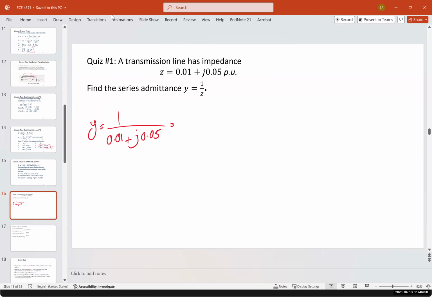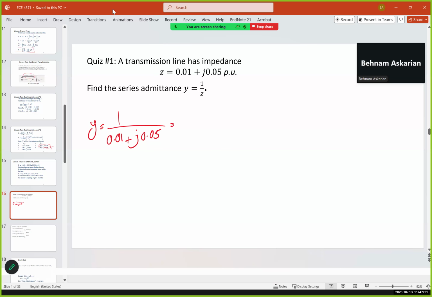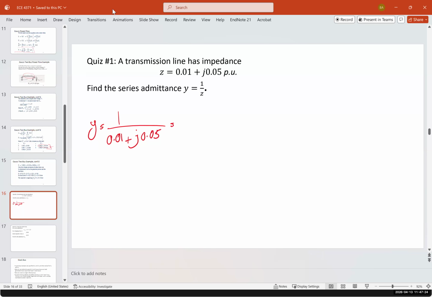Just give me one second to see if I can fix this. Sorry, the screen has disconnected. Just give me a second.